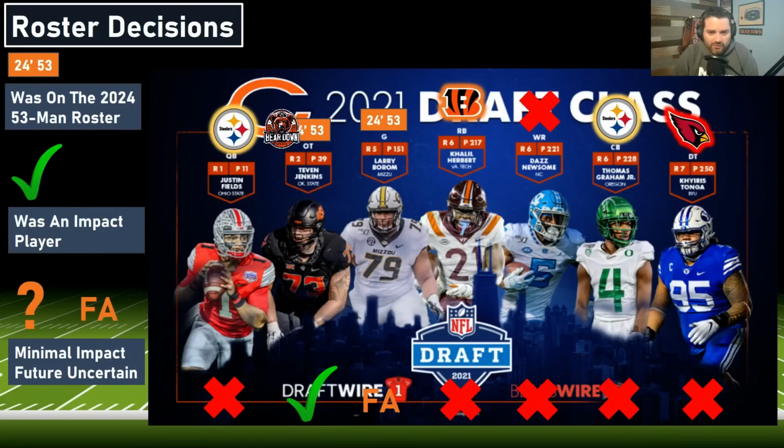But no longer on the team with the Steelers. Khalil Herbert was traded midseason. He was no longer on the team. He was with the Bengals. Thomas Graham, he's on the practice squad for the Steelers. And then Kyrie's Tonga, who I thought was actually developing really well, has kind of regressed this last couple years.